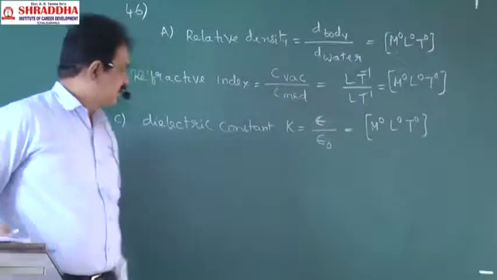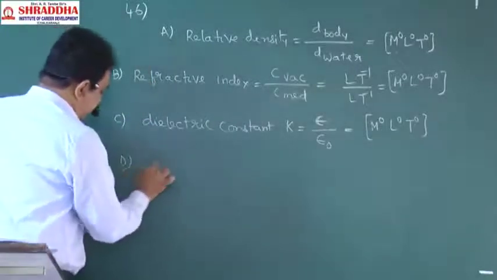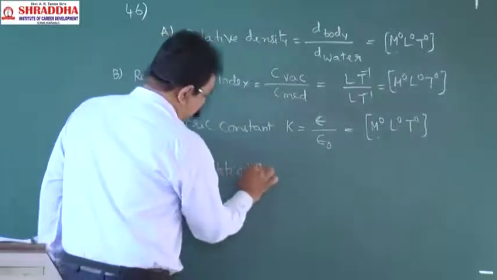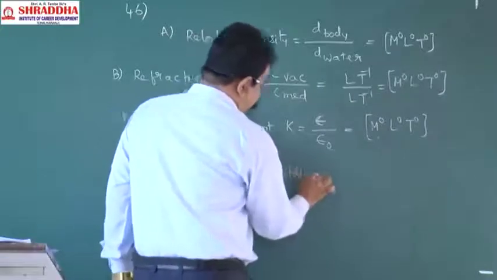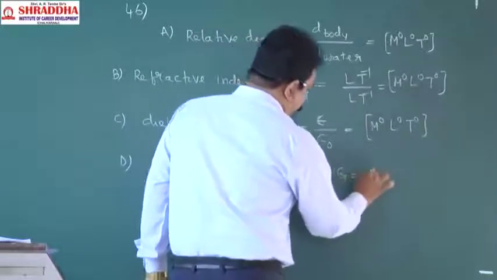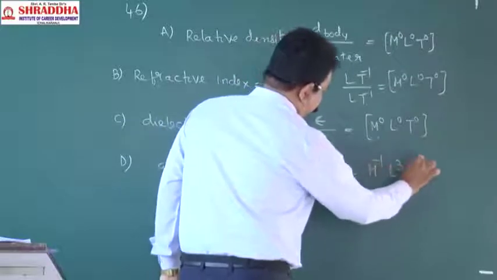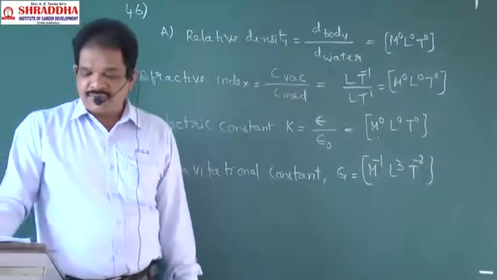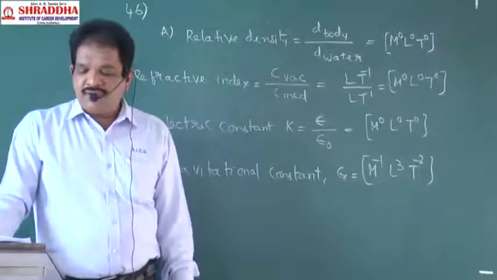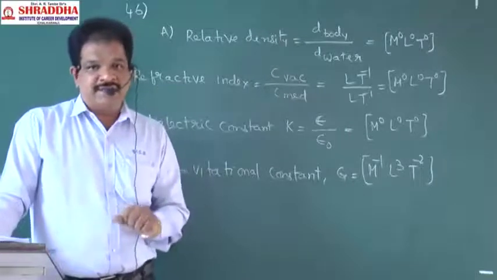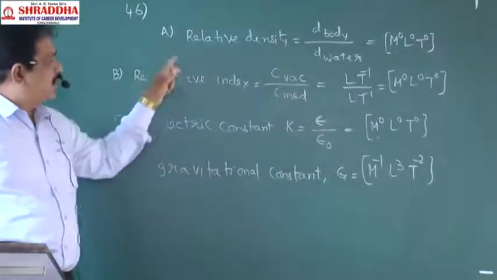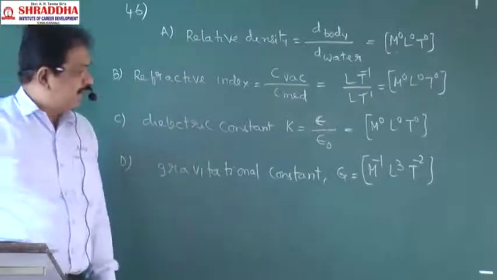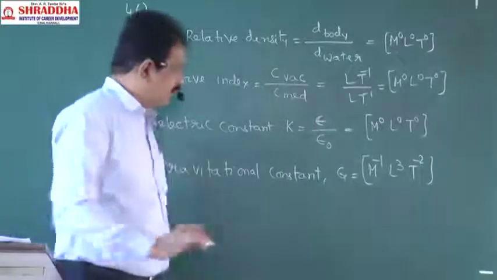Clear? Next, the fourth one, gravitational constant. Gravitational constant is represented by capital G, M power minus 1 L cube T power minus 2. So which of the following is a dimensional constant? These others are also constant values, but they don't have any dimensions. Only the gravitational constant is a dimensional constant.